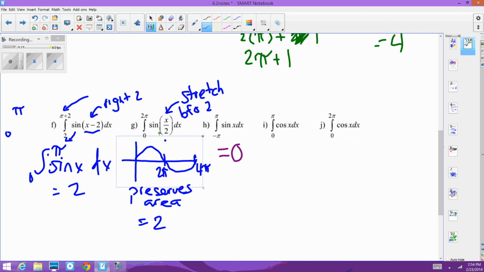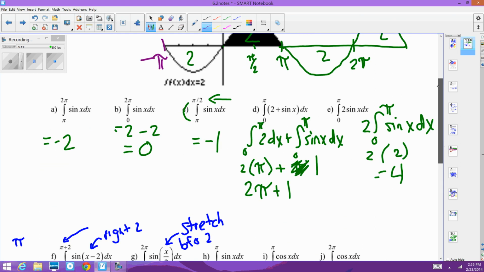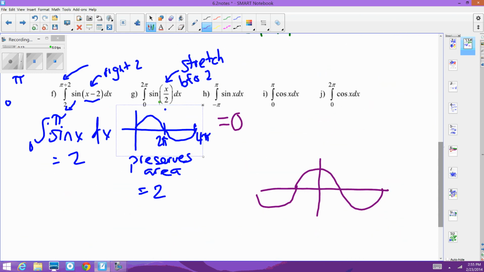Now, this time we have cosine of x. Whoa. Let's see, you know what that graph looks like, hopefully. All right, it's not an odd function. Okay, this time it's an even function. So this is going to be the same area, but it's going to be just a little bit different.